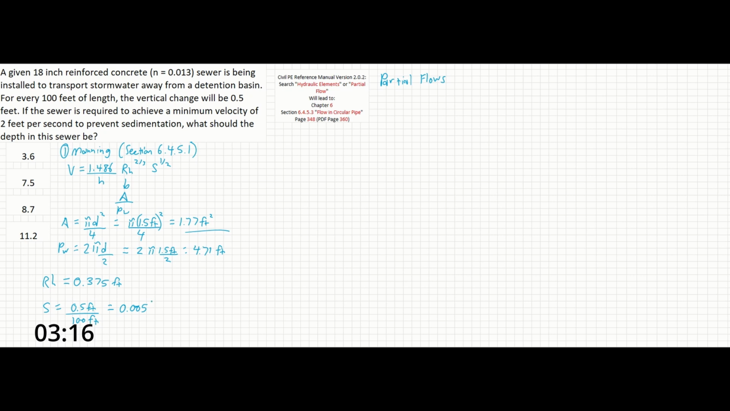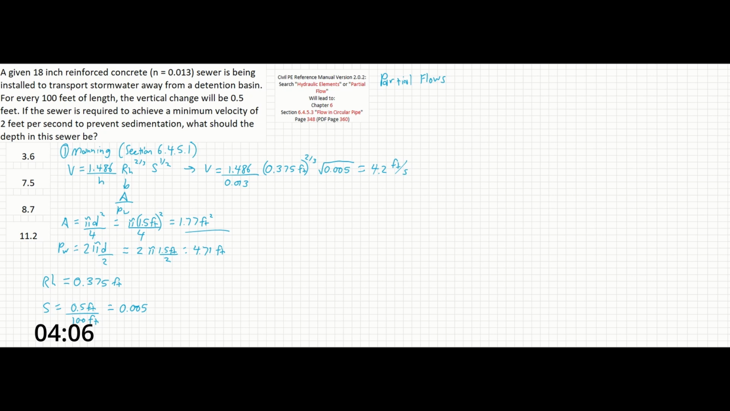So plugging all of these terms into Manning's equation, we can see that 1.486 over 0.013 from up here times 0.375 feet to the 2/3 times 0.005 square root. And this will calculate out to just about 4.2 feet per second when the pipe is flowing full.